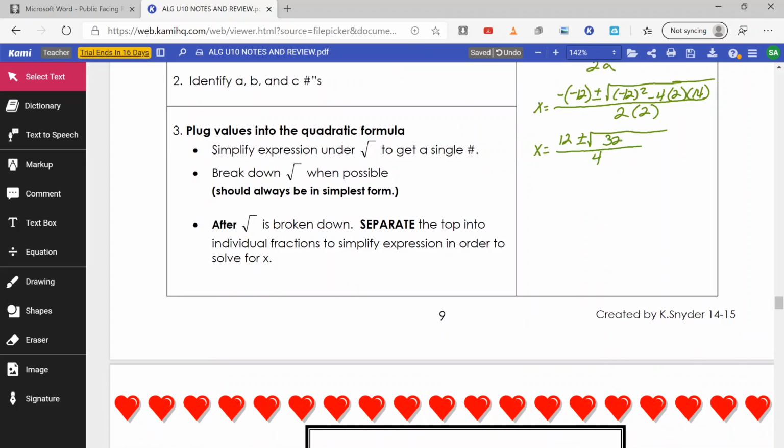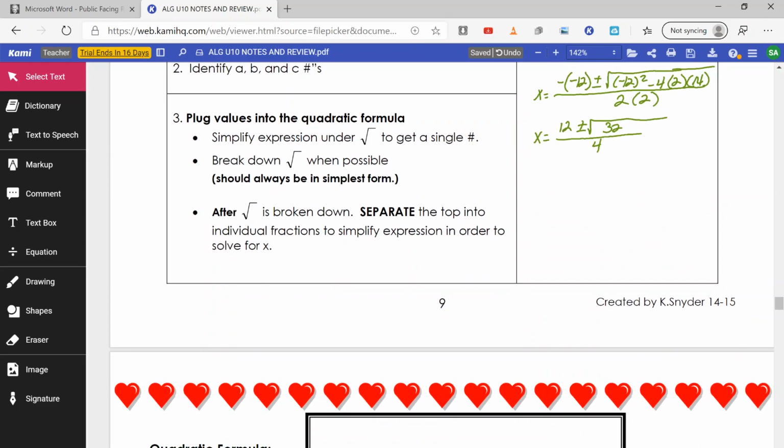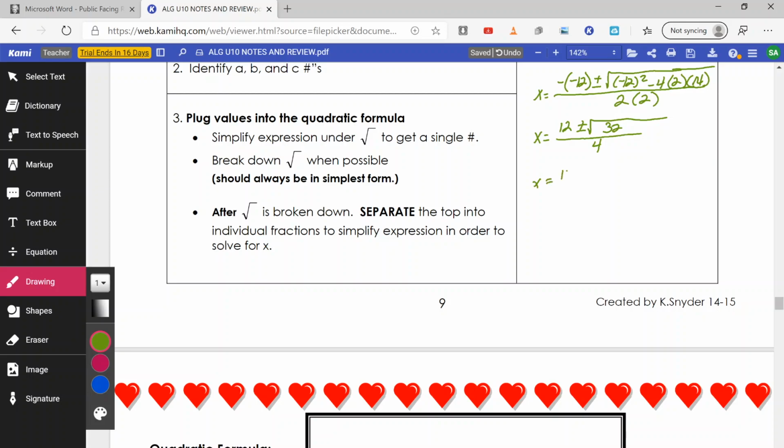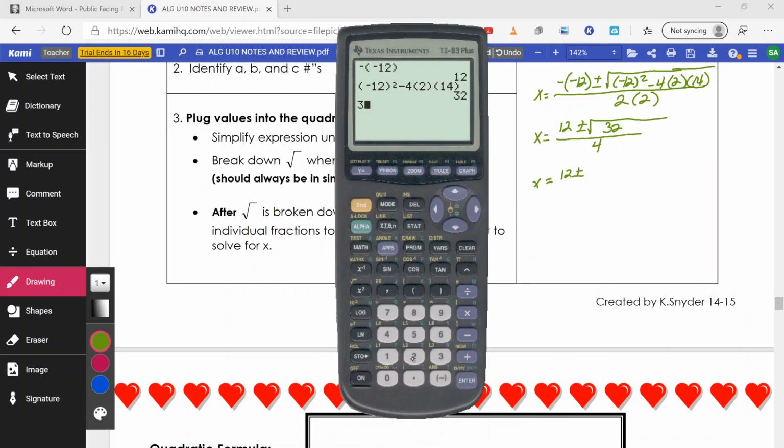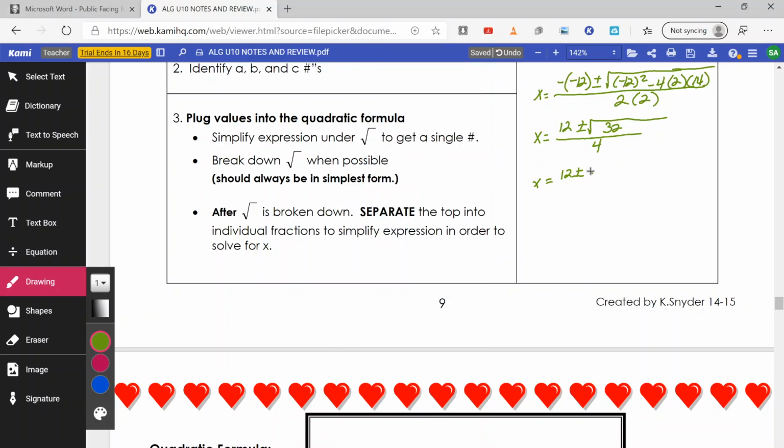What I'm going to do now is simplify. When I simplify, can I simplify 32 by anything? Can I get a perfect square out of factors of 32? And the answer is yes. So we end up with x equals 12 plus or minus, and then if I divide 32 by 2, since it's an even number, I get 16. And 16 happens to be a perfect square. So what we really have is the square root of 16 times 2. And that's still all over 4.